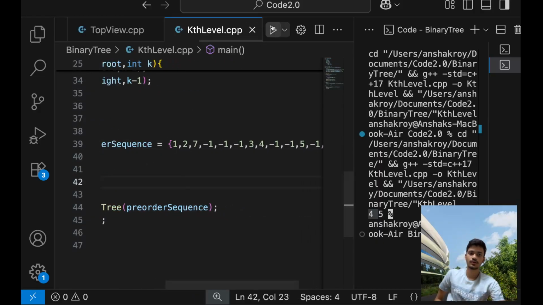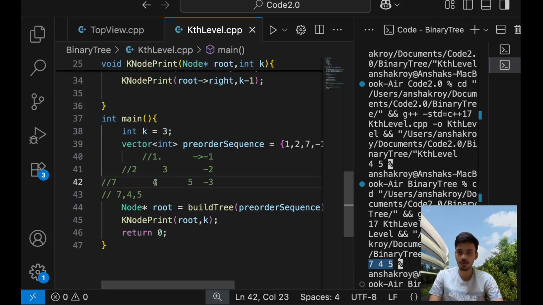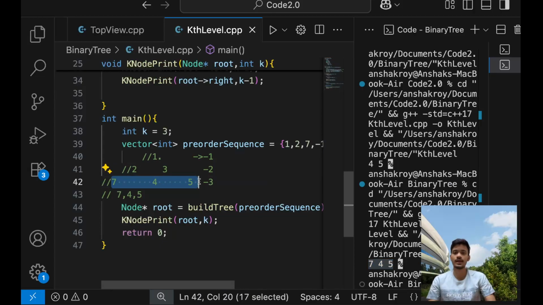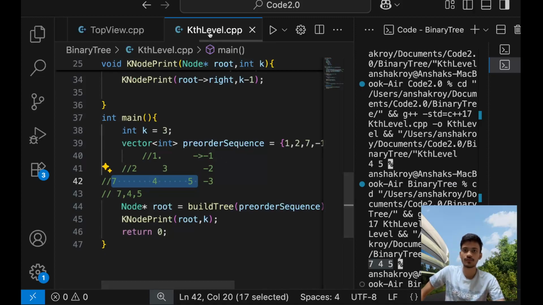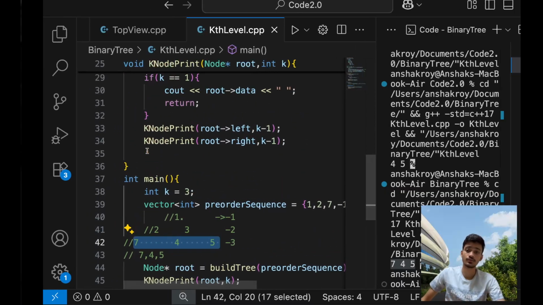I think now it prints 7, 4 and 5, which are our kth level nodes, elements, or data, or values, we can say. That's how you solve kth level nodes, or we can say the values.